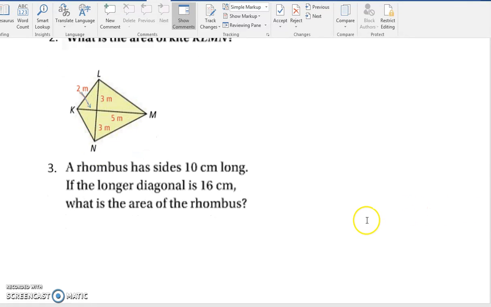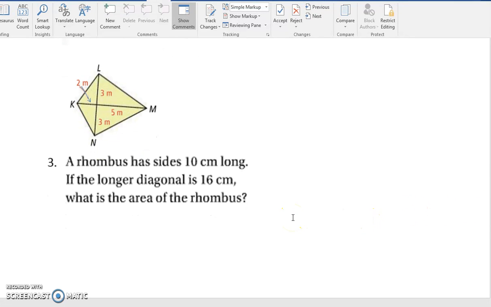Okay, and our last example, looks like that's about as far as I can scroll down right now, but a rhombus has sides 10 centimeters long. If the longer diagonal is 16 centimeters, what is the area of the rhombus? Okay, I'm going to pause this a second and quick put in a rhombus that I can use to help with understanding this.